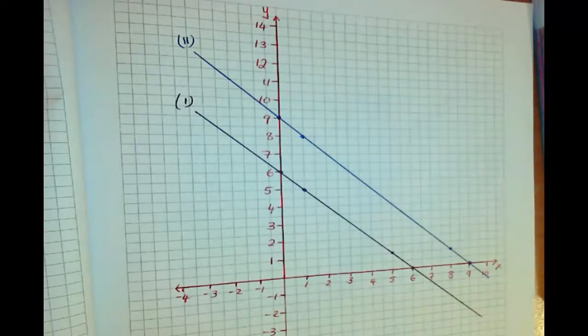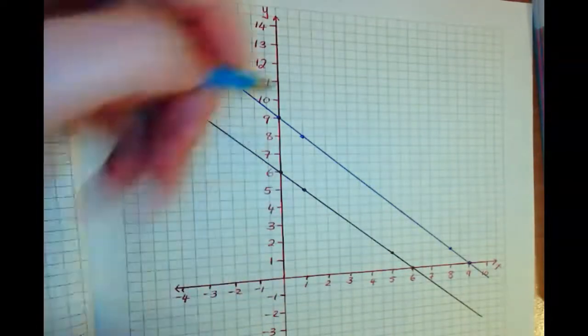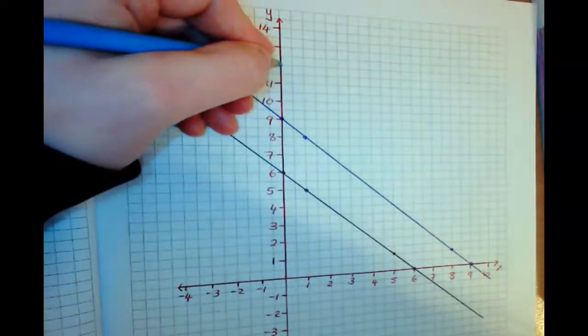Then I'm going to draw the fourth one as well. Okay, so that's the one I've done. So again we're plotting our points. So 0, 12. So 0 on the x-axis, we go all the way up to 12 on the y.